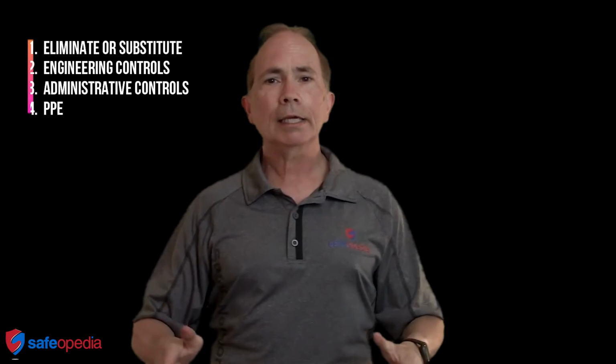OSHA actually has a hierarchy of control measures that they want you to use when you're coming up with the safety measures to protect people from those identified risks. And they go like this: elimination, engineering controls, administrative controls, and then PPE. So they've got it ranked in terms of effectiveness. Can you eliminate the danger, the risk altogether? Can you replace dangerous equipment with safer equipment? If not, then let's go with engineering controls.